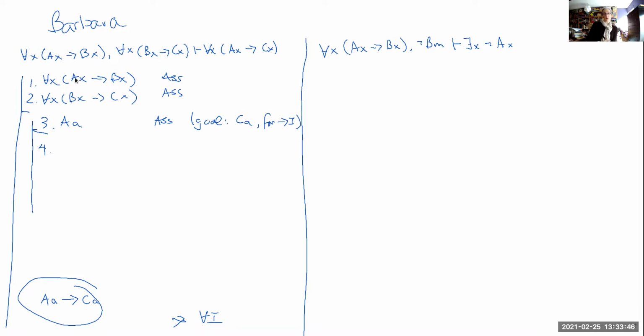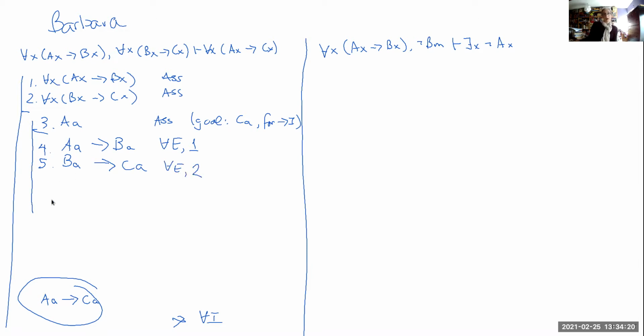If we look at the first one, this one says for all x, Ax implies Bx. So universal elimination would get rid of the quantifier and then replace a for every free occurrence of x. So that gets us Aa implies Ba. So universal elimination on line 1. Similar process for line 2. That one gets us that Ba implies Ca. So universal elimination on line 2.